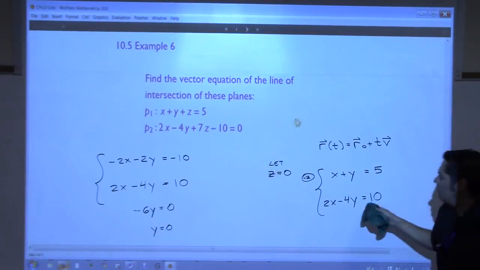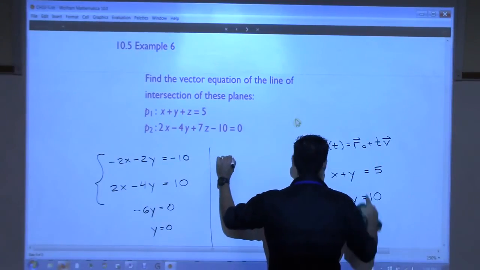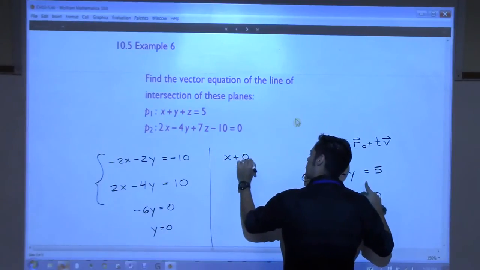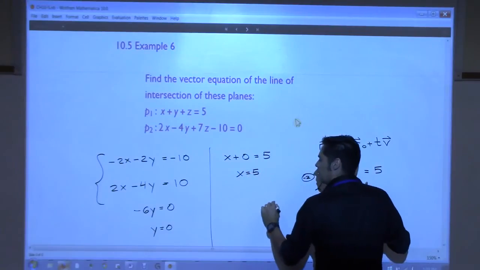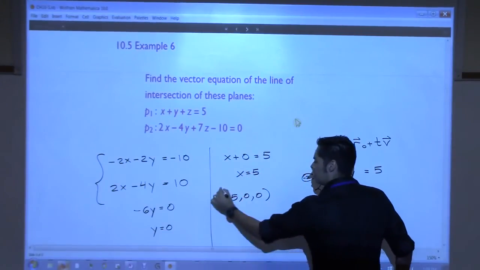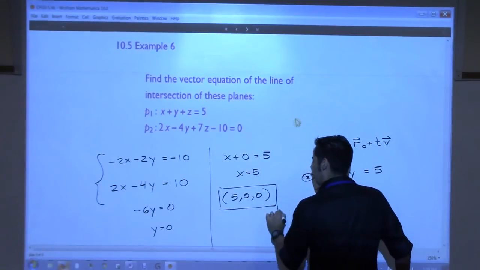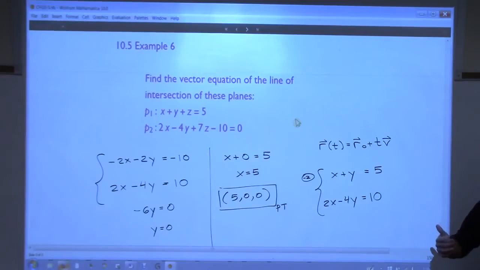X plus y is 5. So now using x plus y is 5, I have x plus 0 is 5, which means x is 5. So my potential point is the point 5, 0, 0. Everyone understand that? That is a point that lives on the intersection. Should we check it real quick? Let's check it real quick.